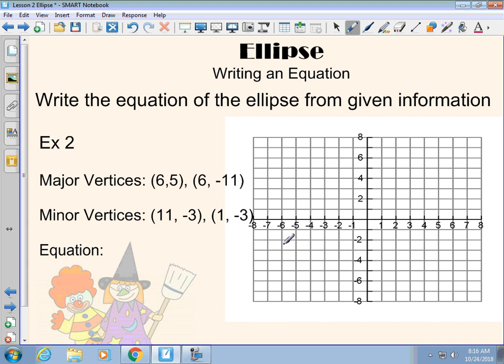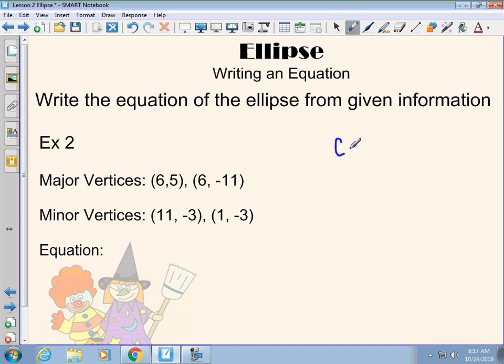So again, we need our center point. Okay, so I'm going to find my center first. If I look at my major and my minor vertices, I will notice that there are numbers that do not change. So in my major vertices here, the 6 did not change. So I know the 6 will be part of my center there, and the x. And then here the -3 on the minor did not change. So -3. Now I have my center. I still need to find my a value and my b value.